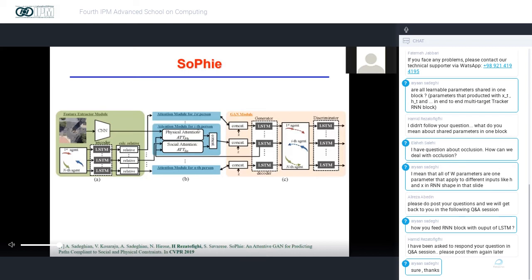Having these features, including the social interaction attention and the physical attention, we have a feature representation. Then we give this feature to each LSTM generator to generate the future of each agent. Actually, if we look at the generator, meaning the prediction problem, you can look at it as a generative model.